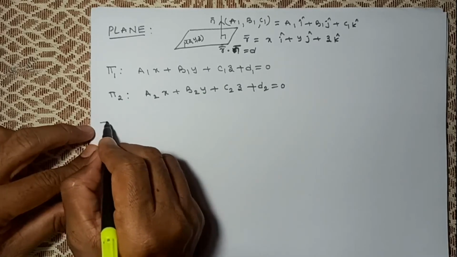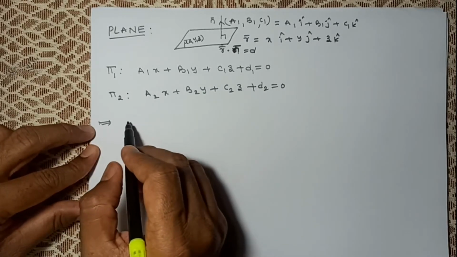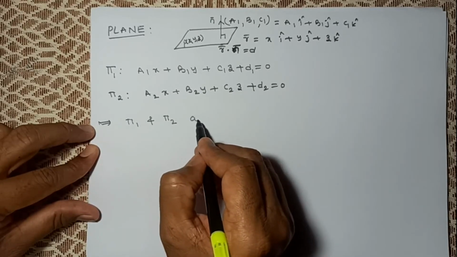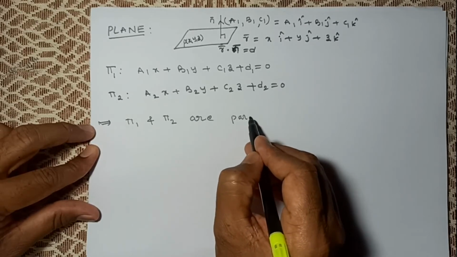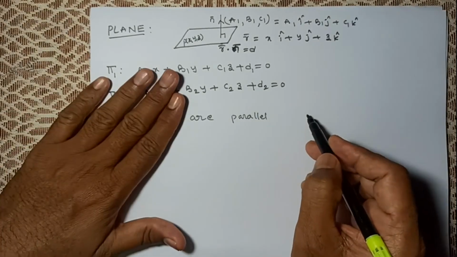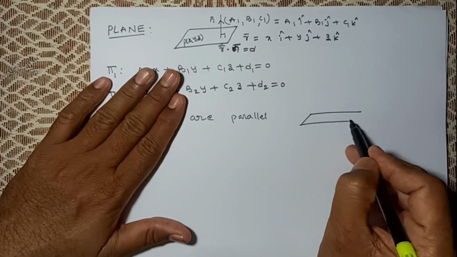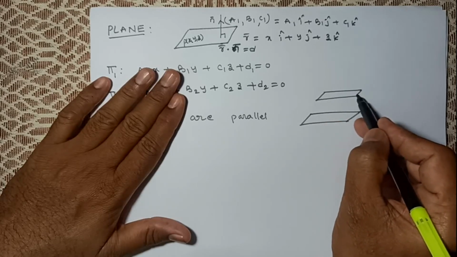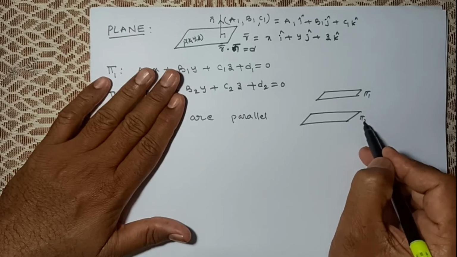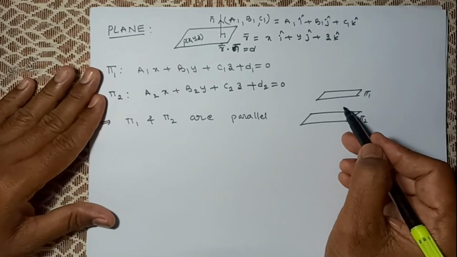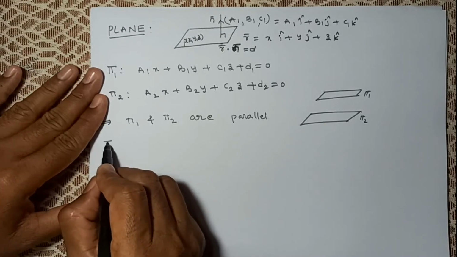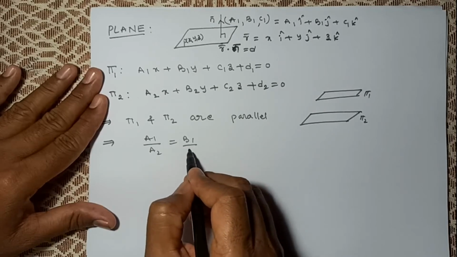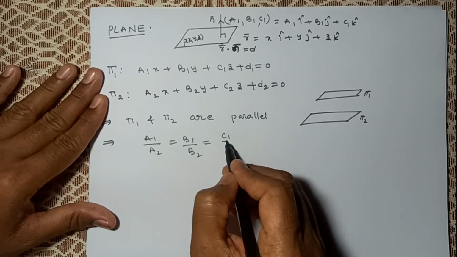Let us see here. First case, we'll see two planes pi 1 and pi 2 are parallel. If these two are parallel, let this be the pi 1 and this be the pi 2. Then we have to compare the x, y, z coefficients, that is a1 by a2 is equal to b1 by b2 is equal to c1 by c2.